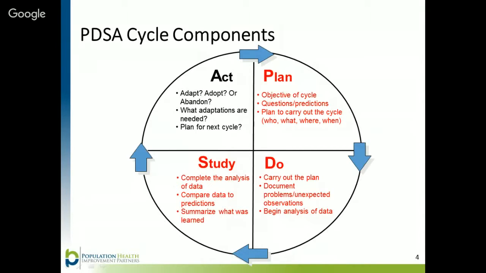And finally, act on what you've learned. Determine whether the change should be adapted, adopted, or abandoned. Make any necessary adaptations to the change. Plan how you will try the change with the new adaptations. Then start over with a new PDSA cycle to test the same change again, but including these new adaptations. Complete this process as many times as possible until you feel the change is ready to implement on a wide scale.